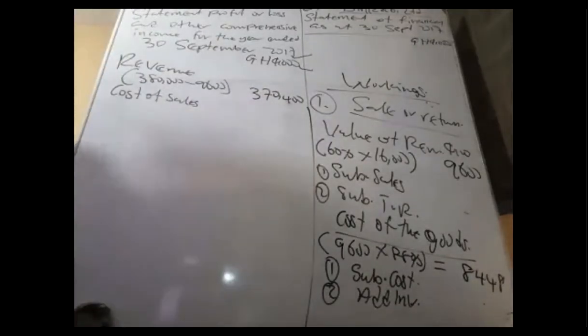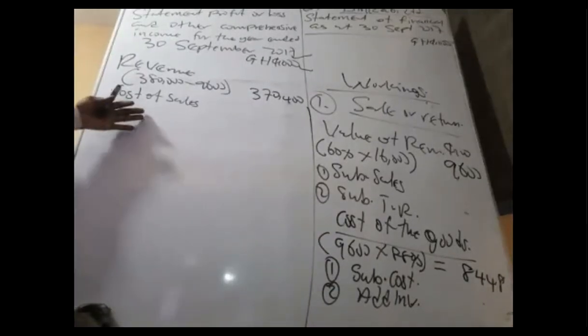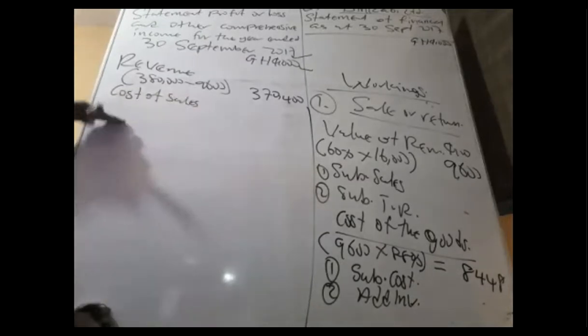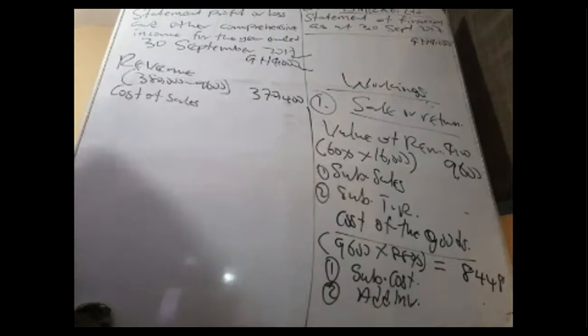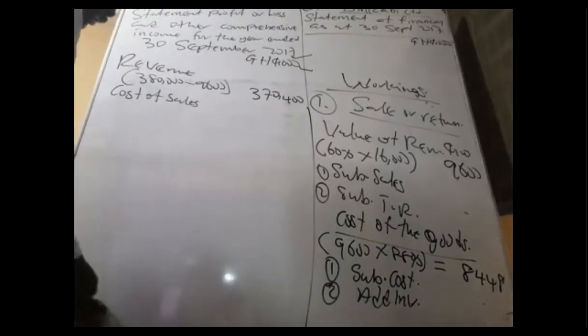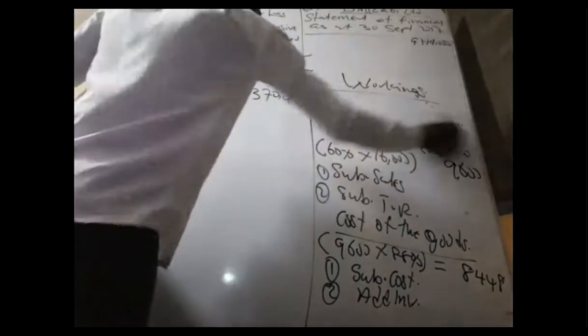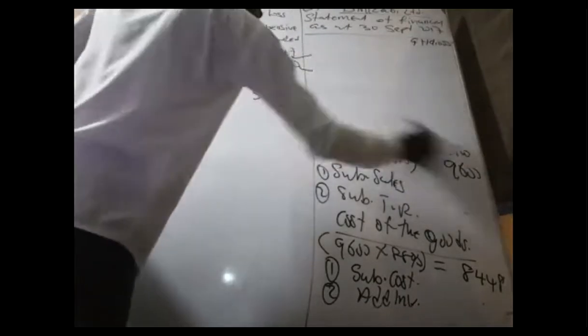For cost of sales, you need to work on it. We cannot perform the workings on a face like this, so let's go to the cost of sales calculation. This particular question is the one that probably posed a little challenge, so let's solve the cost of sales. Kindly take off workings one. I'm going to clean workings one and then make workings two for cost of sales.